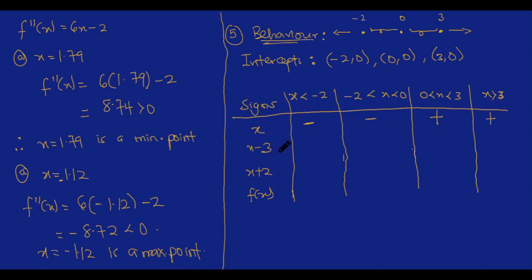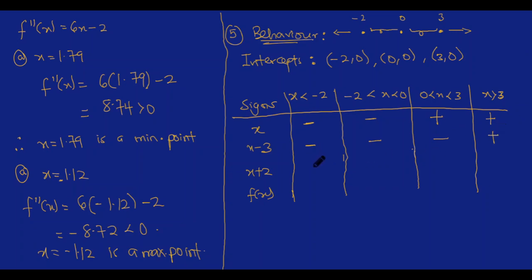For x minus 3, when x is less than minus 2, the sign of x minus 3 is negative. Between minus 2 and 0, the sign of x minus 3 is negative. Between 0 and 3, the sign of x minus 3 is negative. But when x is greater than 3, the sign becomes positive.